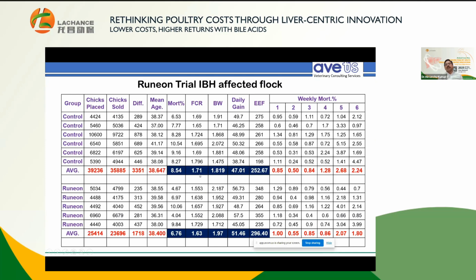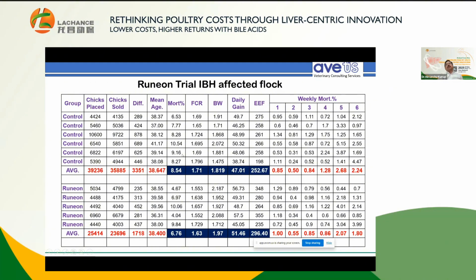Even the FCR is quite good. You can see 1.71 and 1.83, which means 0.08 points less FCR. The body weight was also good, 1.81 to 1.89, and the daily gain was also more. And the EEF is 252 and 296. So all these parameters indicate at all levels that this product has done well even in the IBH cases.